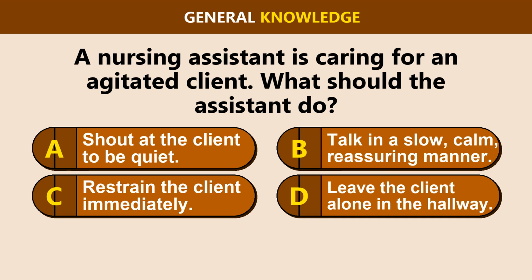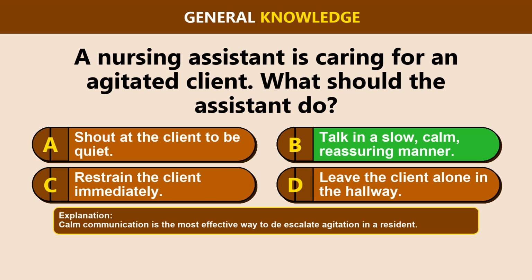Question 46. A nursing assistant is caring for an agitated client. What should the assistant do? Option A, shout at the client to be quiet. Option B, talk in a slow, calm, reassuring manner. Option C, restrain the client immediately. Option D, leave the client alone in the hallway. The correct answer is option B, talk in a slow, calm, reassuring manner. Calm communication is the most effective way to de-escalate agitation in a resident.